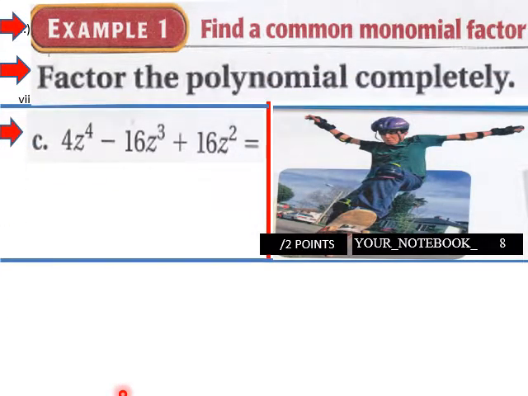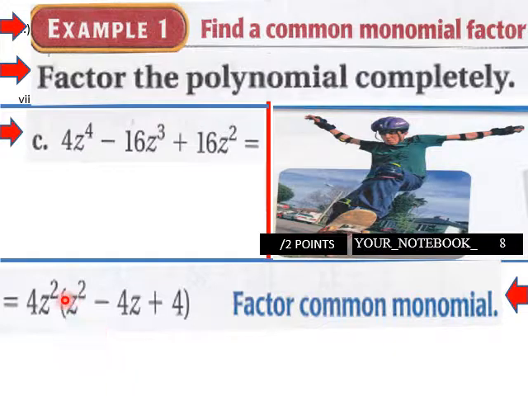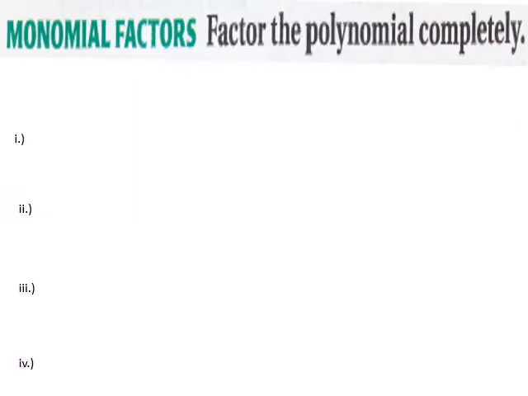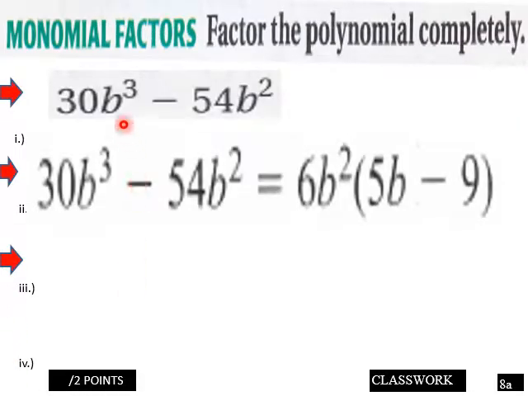So we're going to find a common monomial that can be factored out of this trinomial. We can factor out 4z squared, and we end up with this here. And then it's a perfect square. This trinomial factors to that. And then, okay, if monomial factors, factor the polynomial completely.